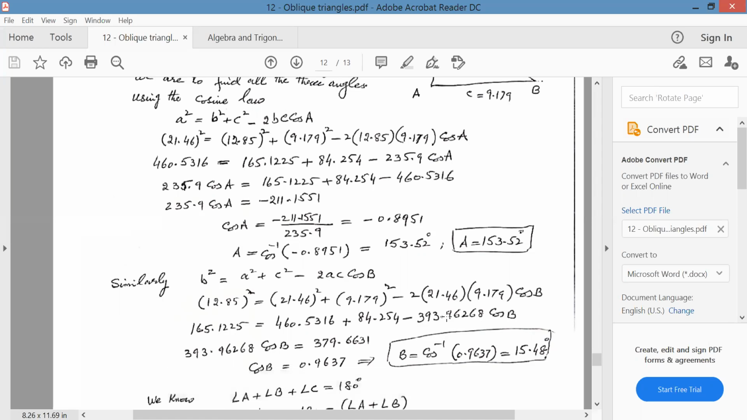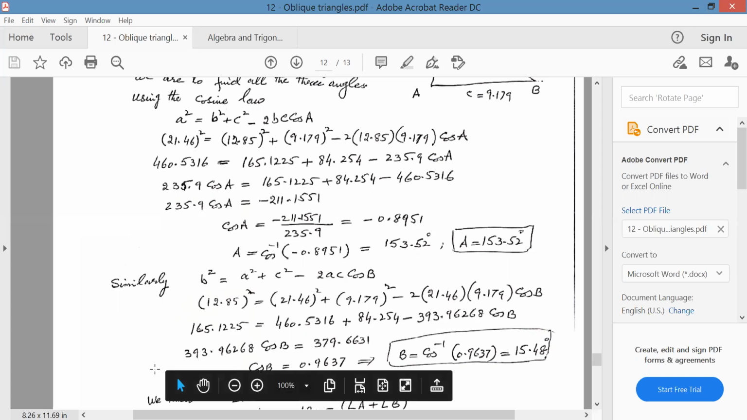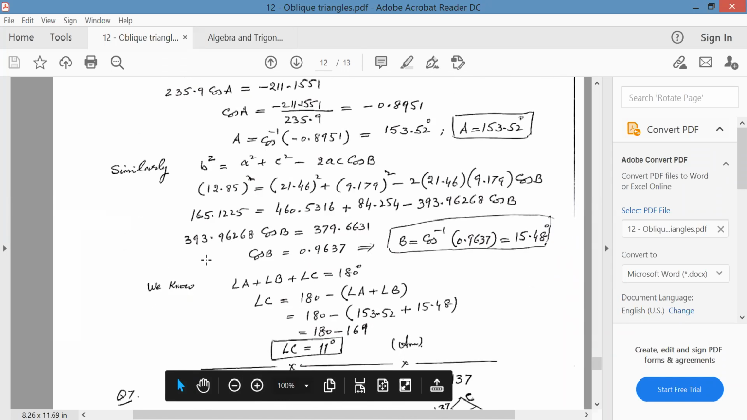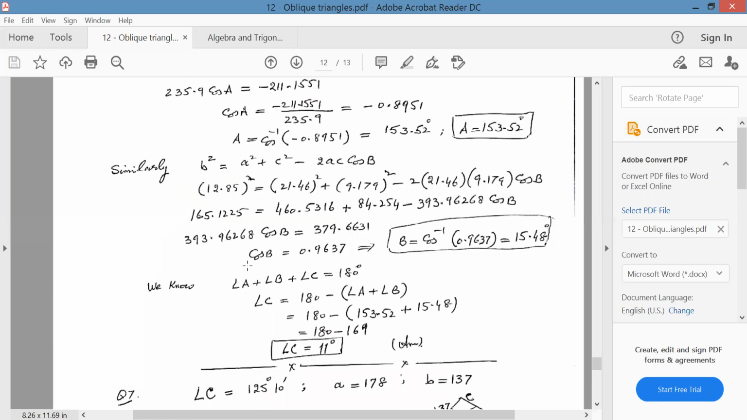And then as usual, I bring this cos B term to the left side. The minus sign will be changed to plus. The right side two terms will remain as they are, and bring this term with a minus sign. Write this; I have directly done it here. After summing up and subtracting this left term, the answer is 379.6631. Then divide by this term, 393. Divide it, and the answer comes 0.9637. This is for cos B.